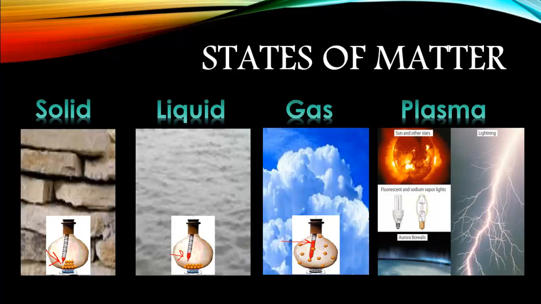And finally, we have plasma. Plasma is a high energy state of matter. So this is our highest energy. And you can find that in the sun and other stars, in lightning, fluorescent and sodium bulbs, and then the aurora borealis, if you've ever had a chance to actually see that.